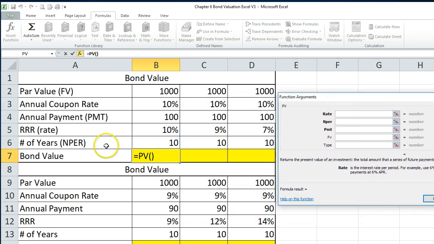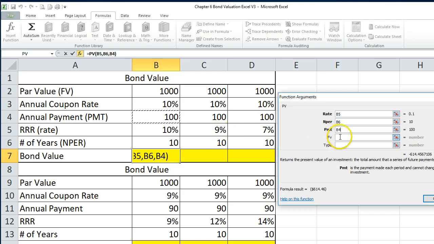So rate is going to be our required rate of return. Nper will be our number of years. This is an annual compounding problem. And payment will be our annual payment.